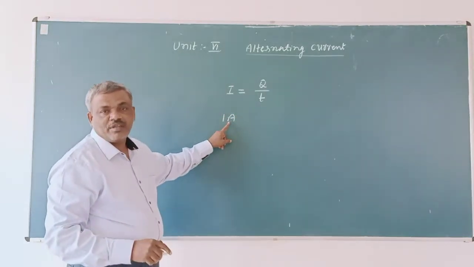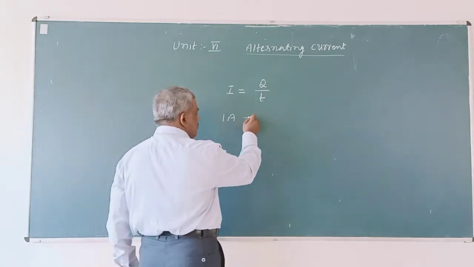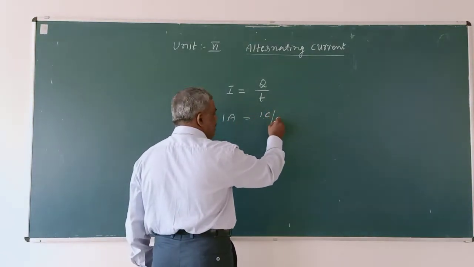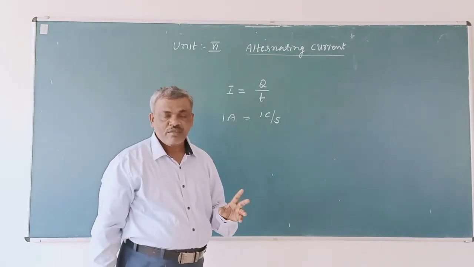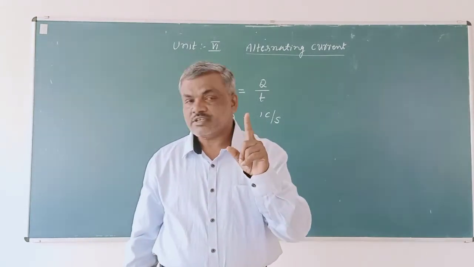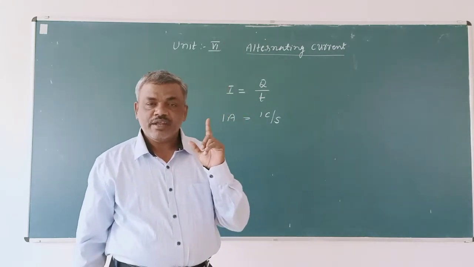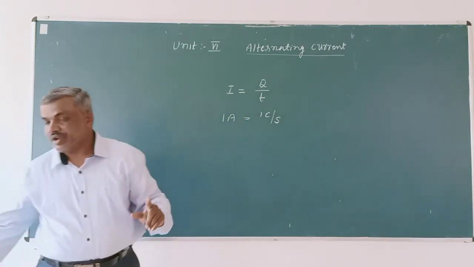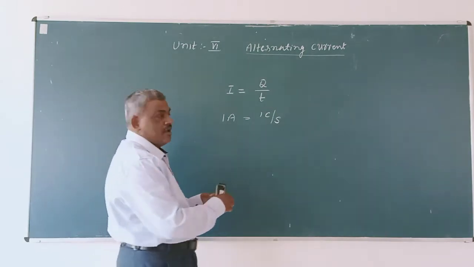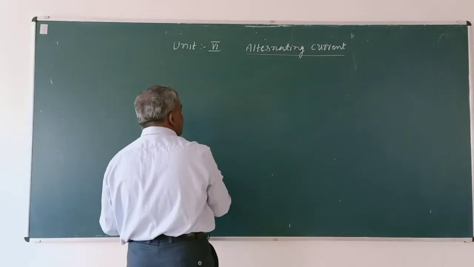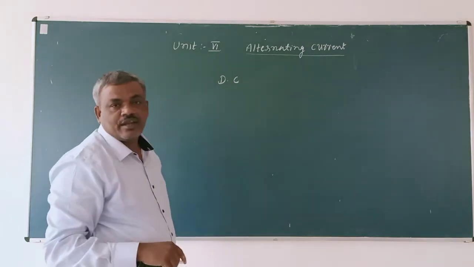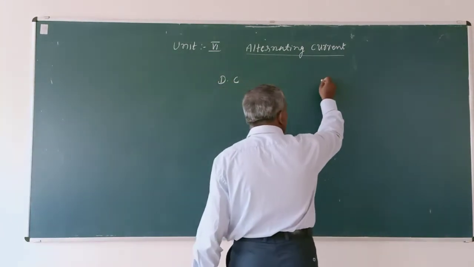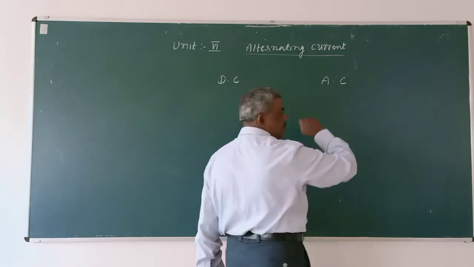Abbreviated symbol capital A. 1 ampere equals 1 coulomb per second. There are two types of current. One is direct current and the other is alternating current, so one is DC and the other is AC. DC means direct current and AC means alternating current.